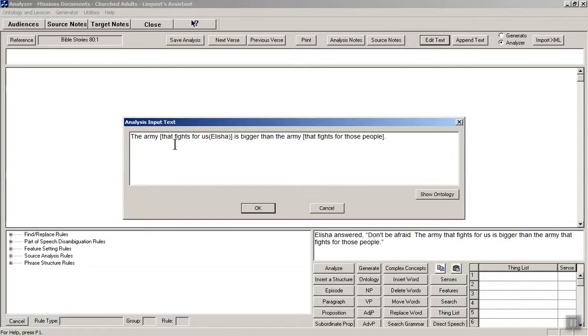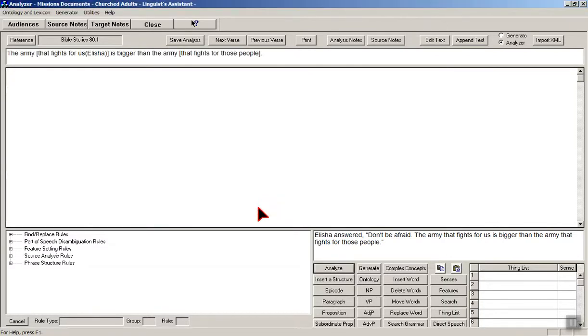So you notice here that there are what we call relative clauses that describe these armies, the army that fights for us, and I put those in left brackets. And also when I have the first person plural pronoun us, I have to say who that is in the program, so I put in parentheses Elisha. And again, I spelled out the army instead of the one, and I said who it's fighting for, those people. So I'm going to click on OK.